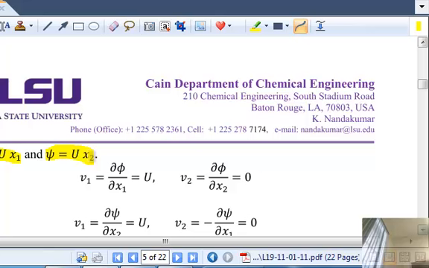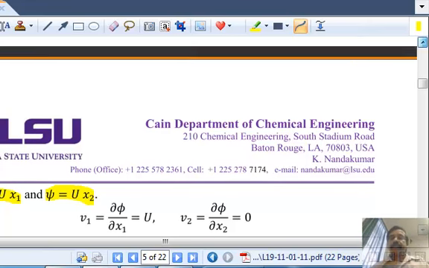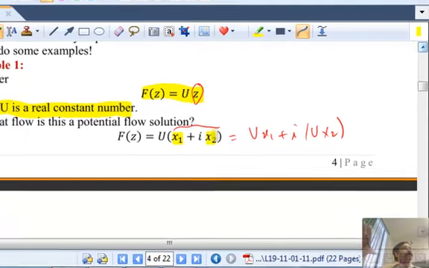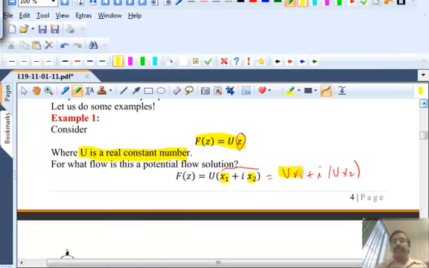How do I know that? Because you told me that the function is Uz. So I simply substituted for z in terms of x1 plus i x2, and I separated the real and imaginary part. The real part is my phi and the imaginary part is my psi. Okay?